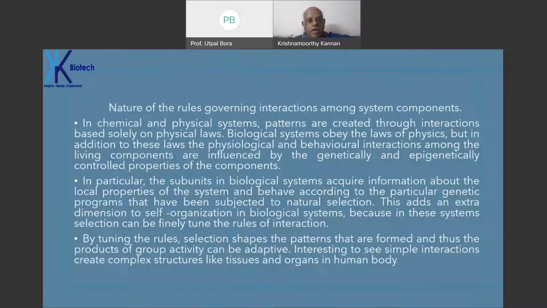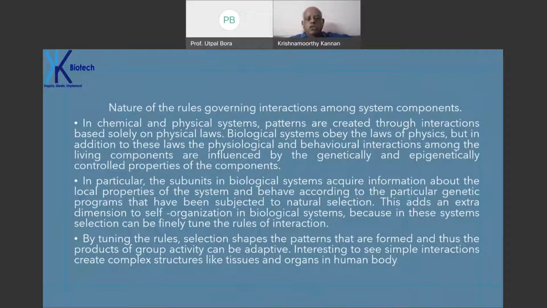While we make a car, we introduce components, but in a biological system, it happens by itself, and I'll talk a bit more on this, because this is very important when we talk of how genome architecture plays a role. This adds an extra dimension to biological self-organization, because in this system, selection can finely tune the rules of interaction. And I'll show you some beautiful experiments which have been done in the 19th century and 20th century.